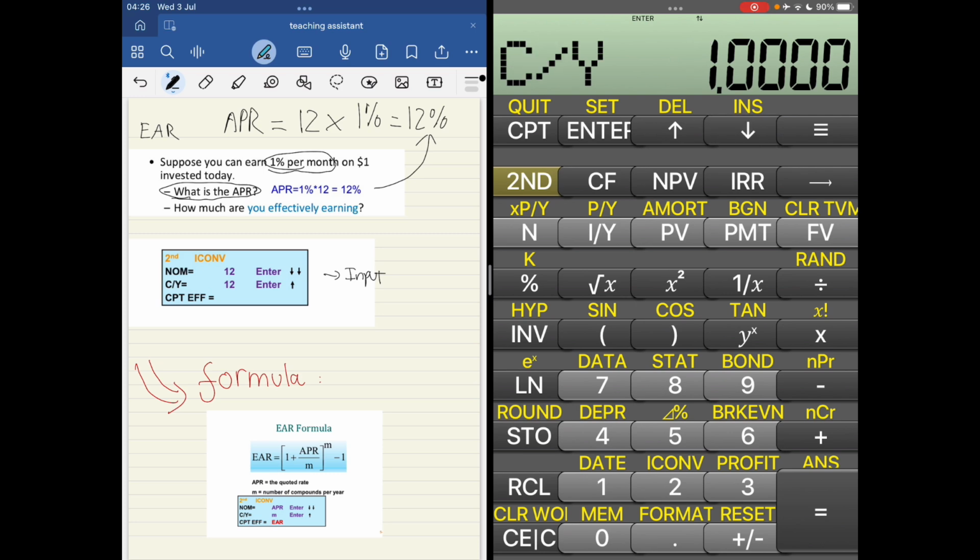1, 2. C/Y stands for the number of compounds, the number of periods per year. Because this one is monthly calculated, there will be 12 periods, right? So you press 12, enter. But this time, instead of going down, we're going up, and it showcases the EFF. You press compute. The answer is 12.6825. So the effective annual rate is 12.6825%.